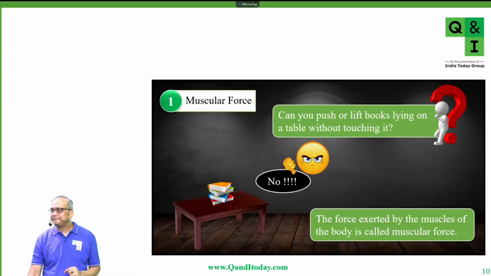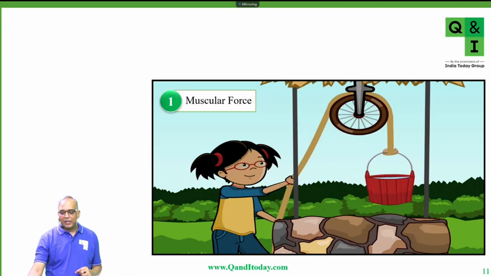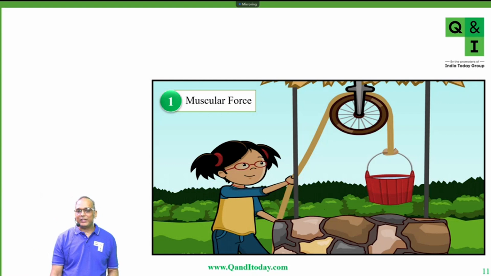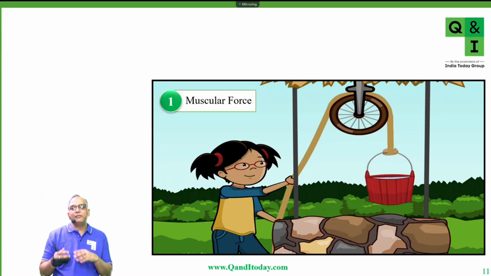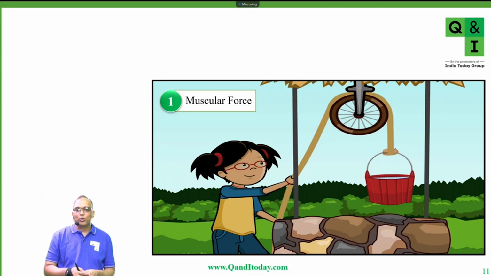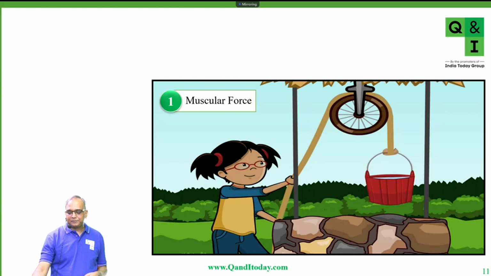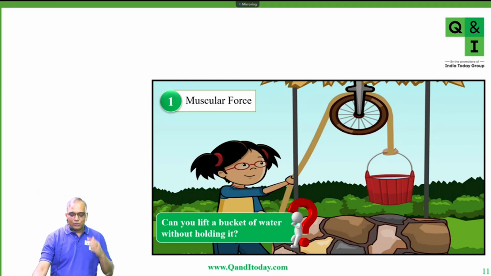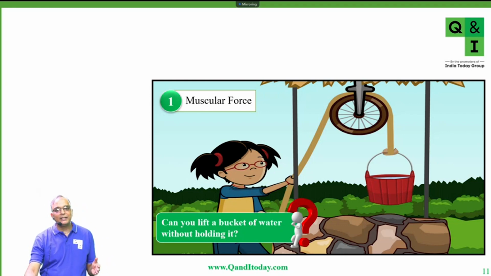Clear, students? Now, this is another example of muscular force. When you are trying to take out water from the well, you are lifting that bucket with the help of a pulley. A pulley is a simple machine which helps you do this work easily. Otherwise, it will be more tedious, right? So you are applying a muscular force to lift the bucket from the well to take out the water. So can you lift a bucket of water without holding it? No, we cannot do it.